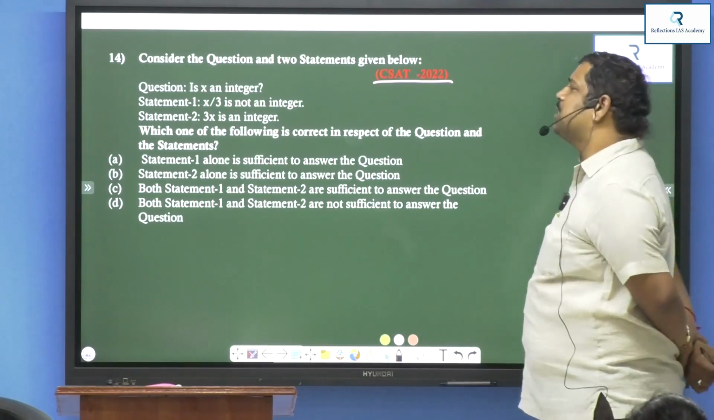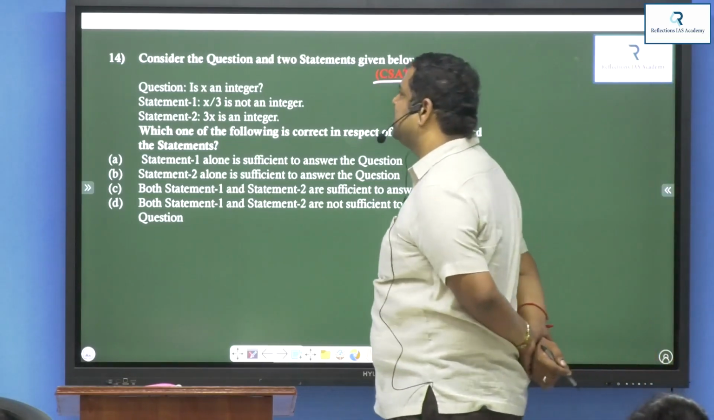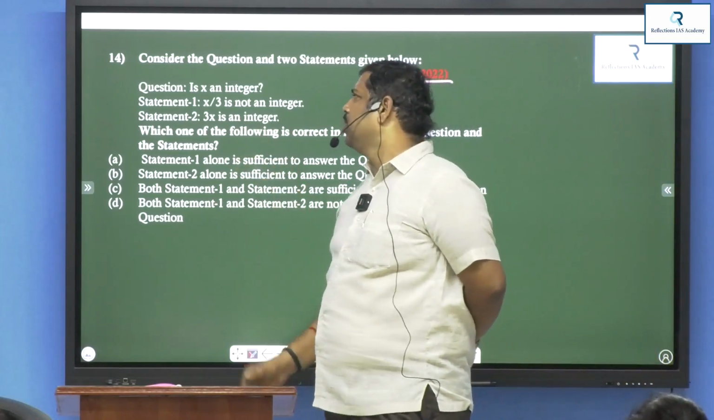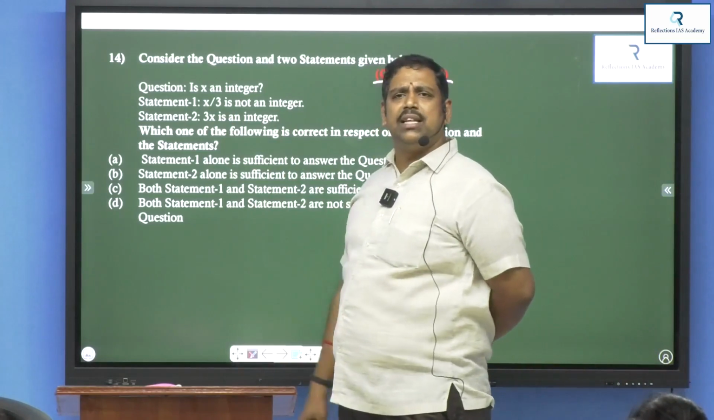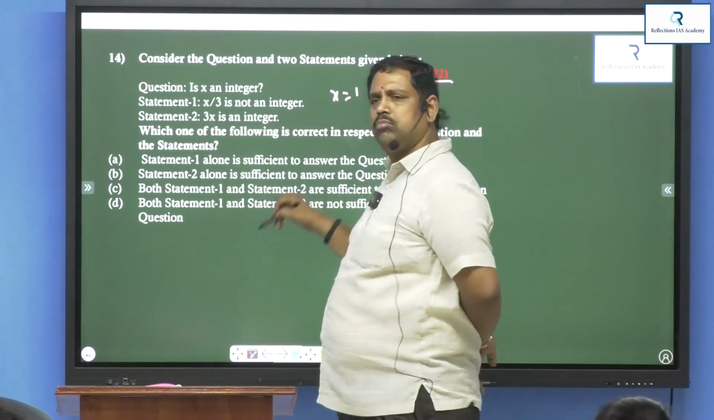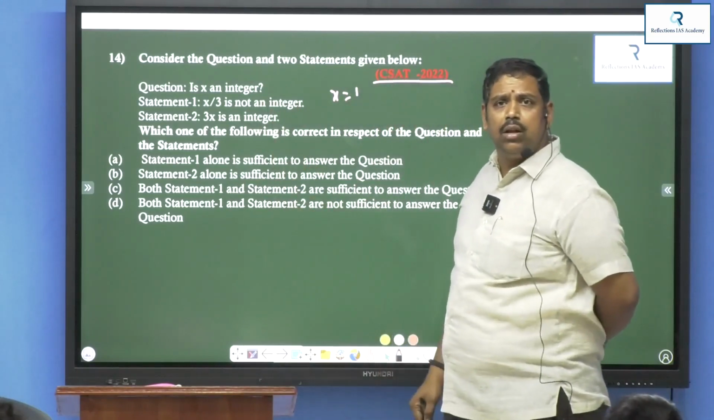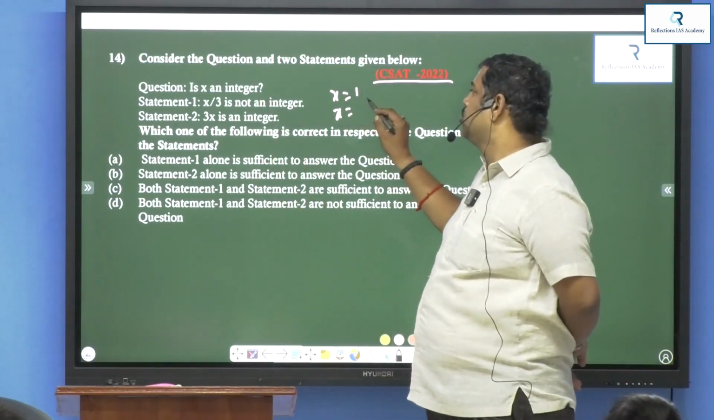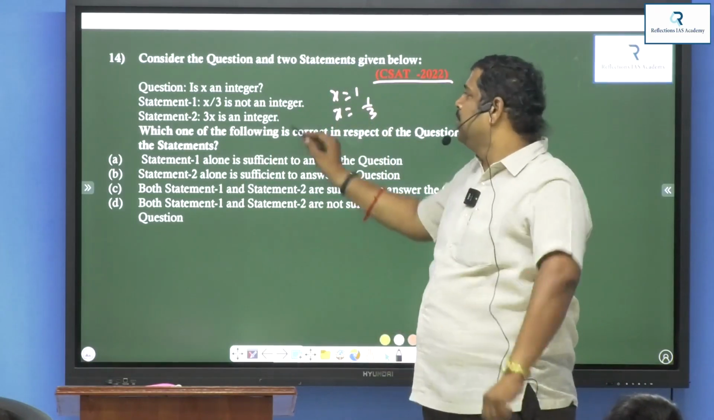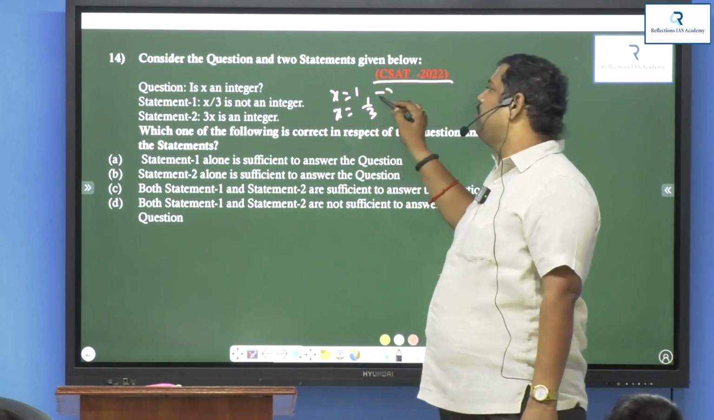Okay, good. First one: X by 3 is not an integer. He's asking whether X is an integer or not. I'll do one thing here. Statement 1: X by 3 is not an integer. Okay, I am taking X equal to 1, such that X is an integer. Now I am taking X equal to 1 by 3, so X is not an integer. I am trying for the first one. 1 by 3 is not an integer.